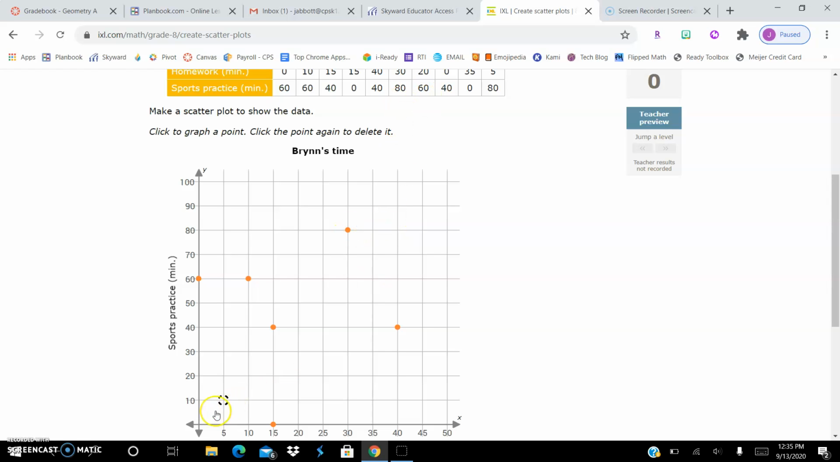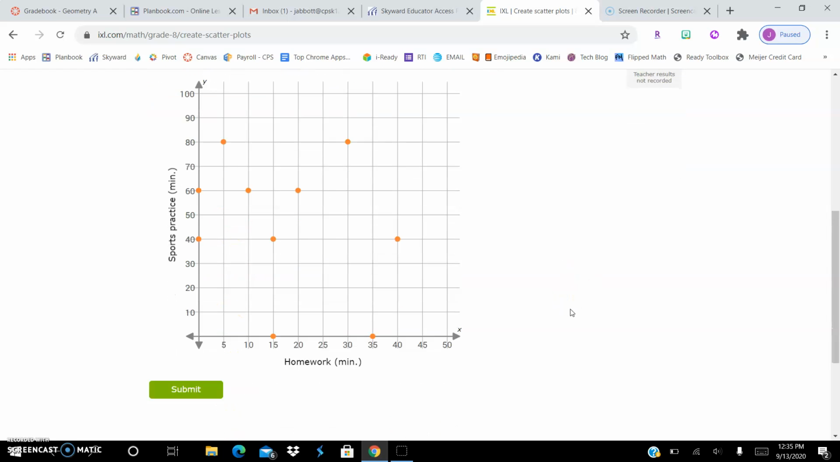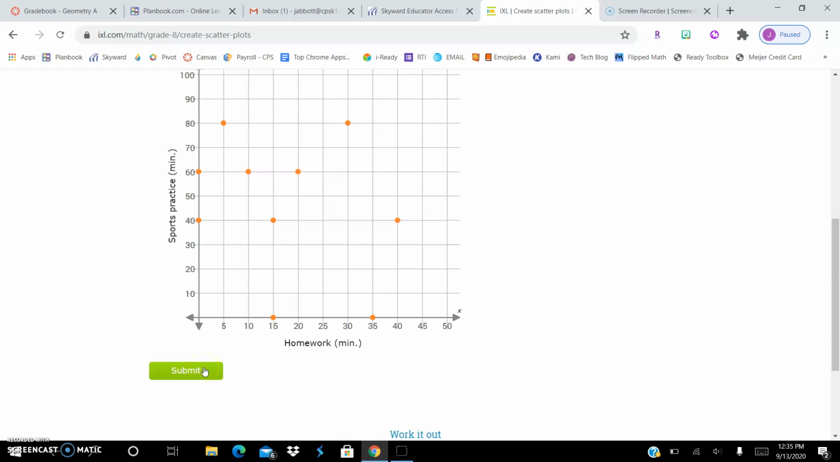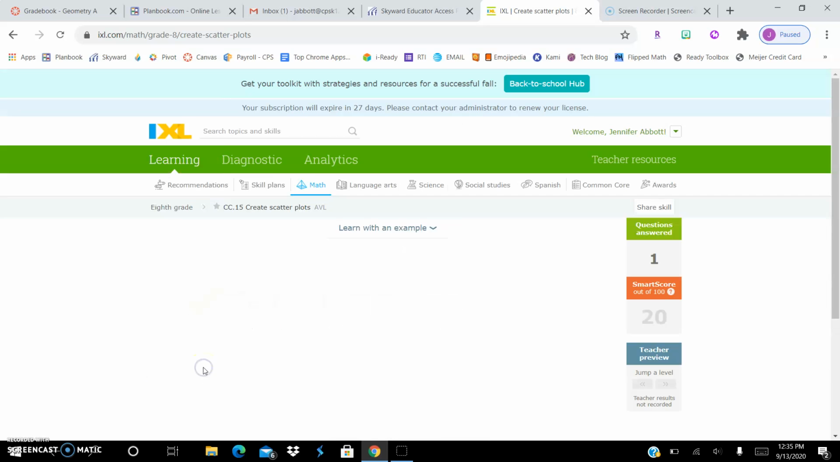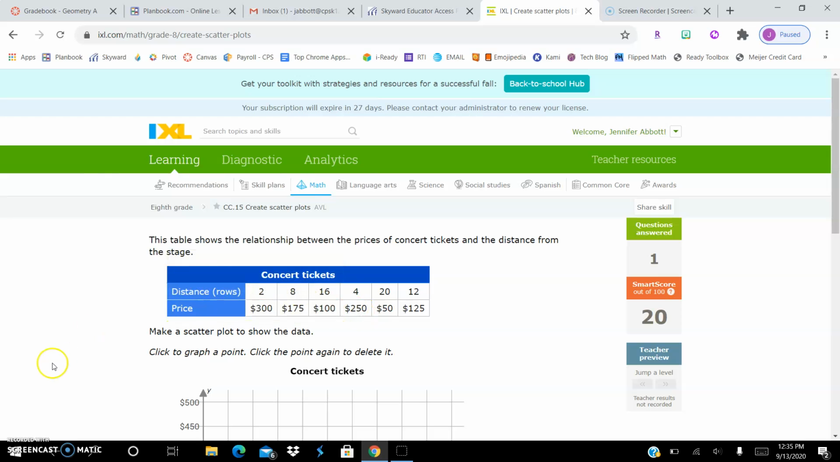20, 60, crawl to 20, climb to 60. 0 homework, 40 minutes of practice. So crawl 0, climb 40. Oops, not right there, 40. 35, 0, crawl to 35 and climb 0. And our last one is 5, 80. So crawl to 5, climb to 80. And then that is it. Make sure that you get all of the points and go ahead and click the submit button.